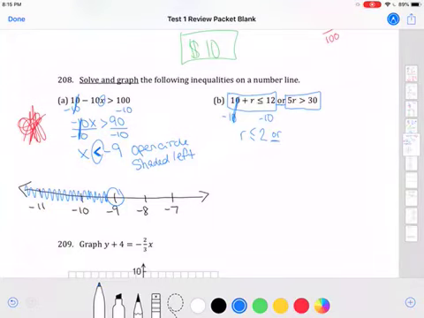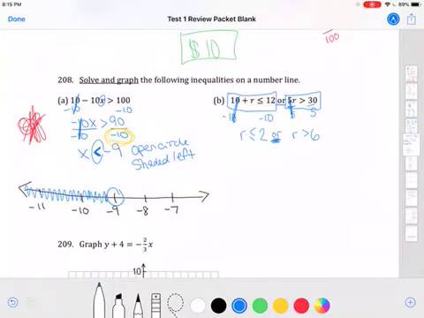My other one is 5 times r is greater than 30. To get rid of that 5 that's being multiplied to the r, I'm going to divide both sides by 5 so that those 5's cancel, and I get r is greater than 6. Notice that I didn't flip the sign for that one because I was dividing by a positive number. I only flipped the sign over here because I was dividing by a negative. So make sure you keep that straight as well. So my solution is that r is less than or equal to 2 or r is greater than 6. Here's where that word or comes into play, and then we'll put this on a number line.